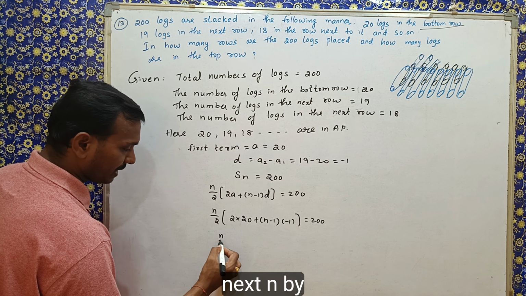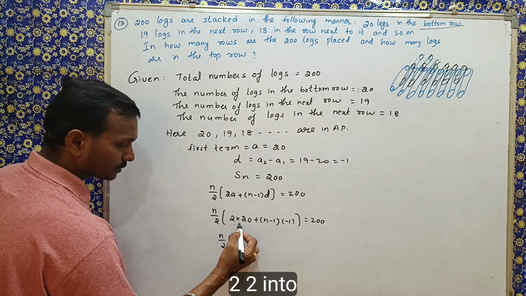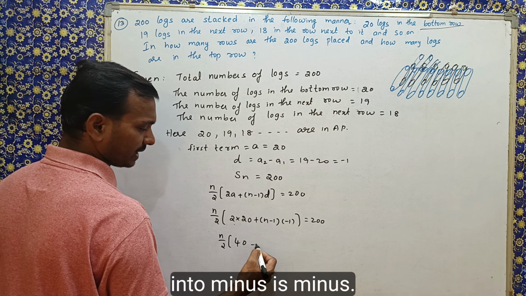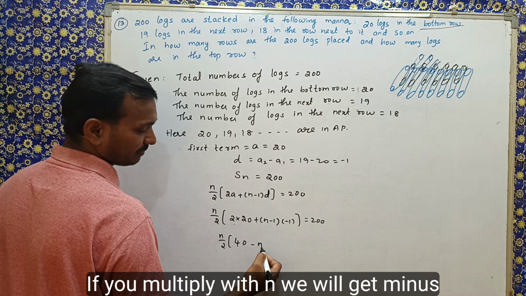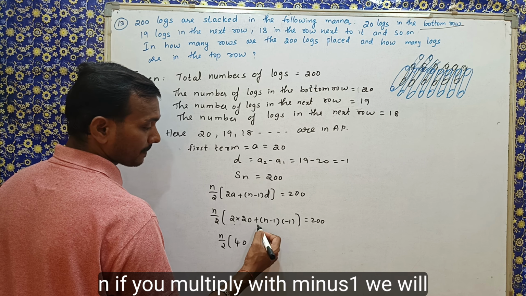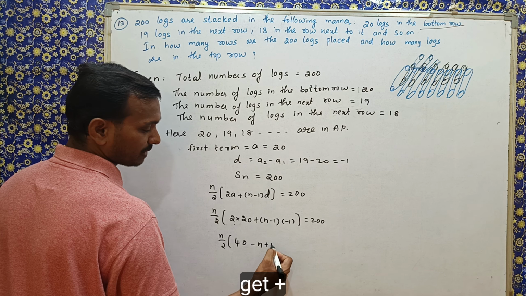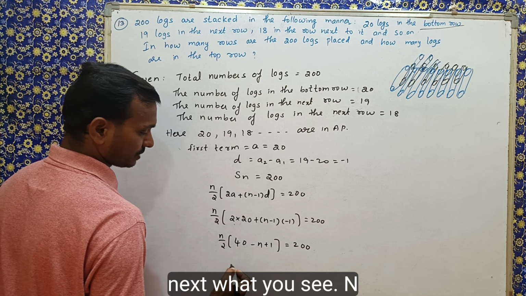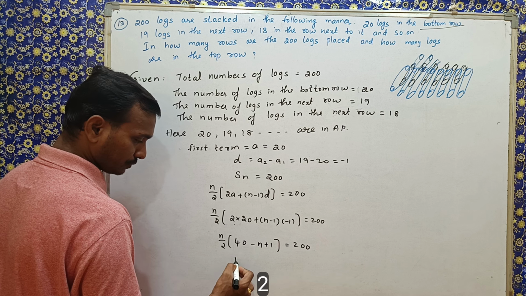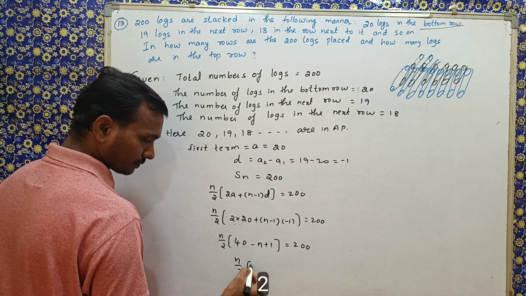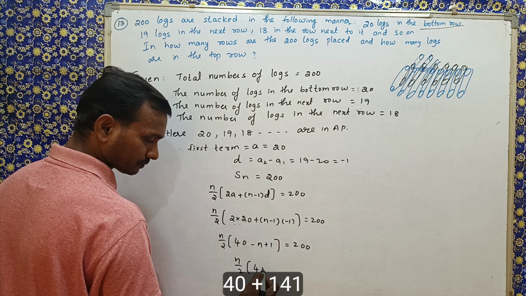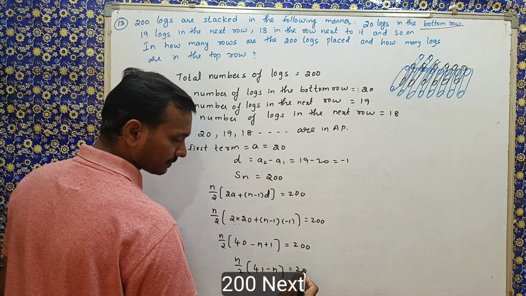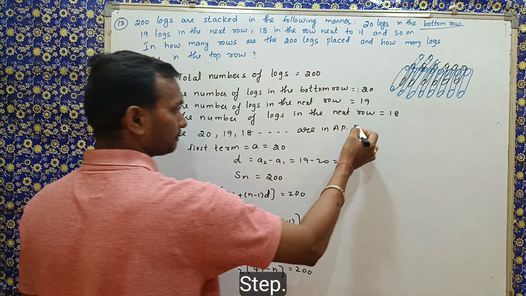Next, n by 2, 2 into 20 become 40. Here plus into minus is minus. If you multiply with n, we will get minus n. If you multiply with minus 1, we will get plus 1. Next వచ్చేసి n by 2, 40 plus 1, 41, minus n is equal to 200. Next step.